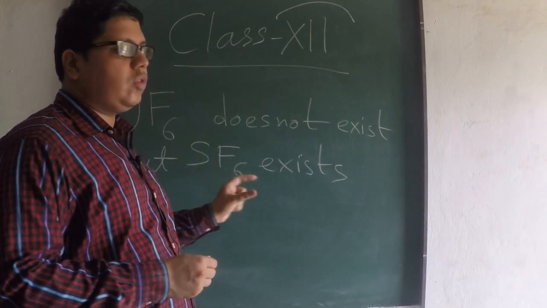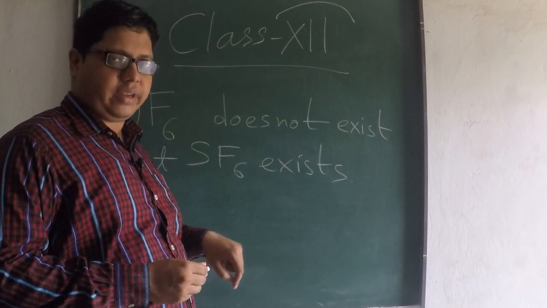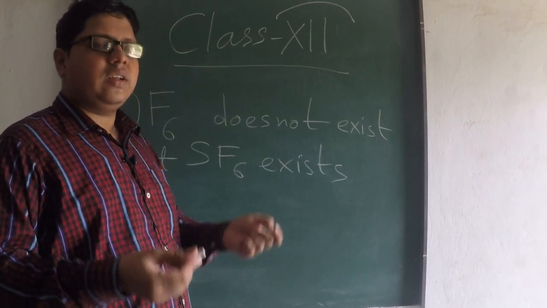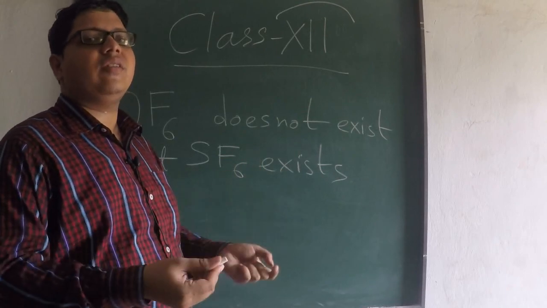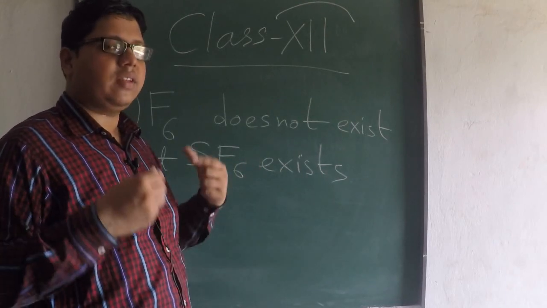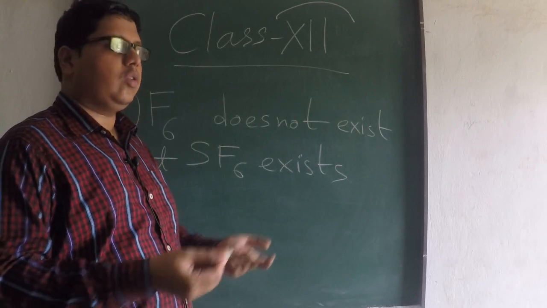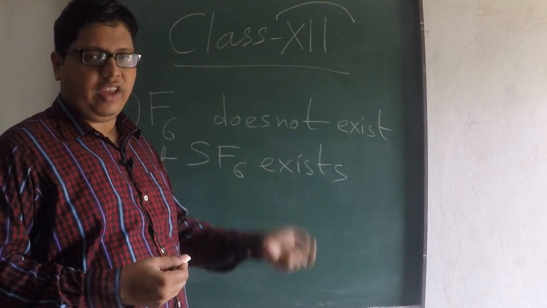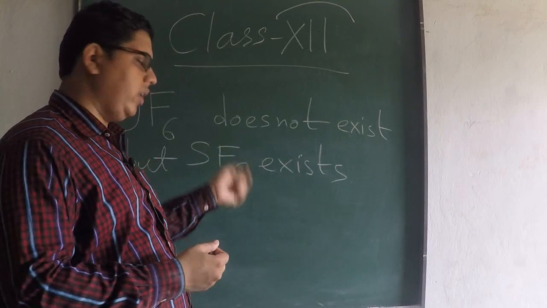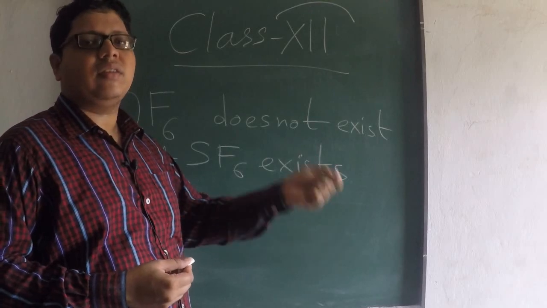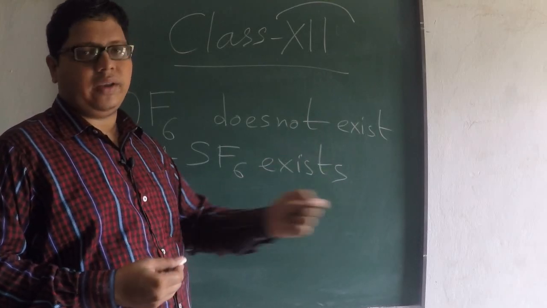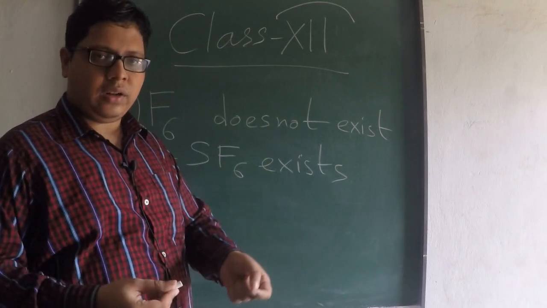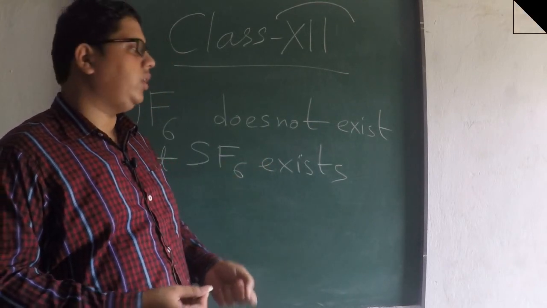That is because of what we learned in the previous class: oxidation states, the availability of vacant d orbitals. That is the answer. To put it simply, oxygen does not have vacant d orbitals, whereas sulfur has vacant d orbitals. Now let us discuss this in a little more detail, revising what we learned in the previous class.